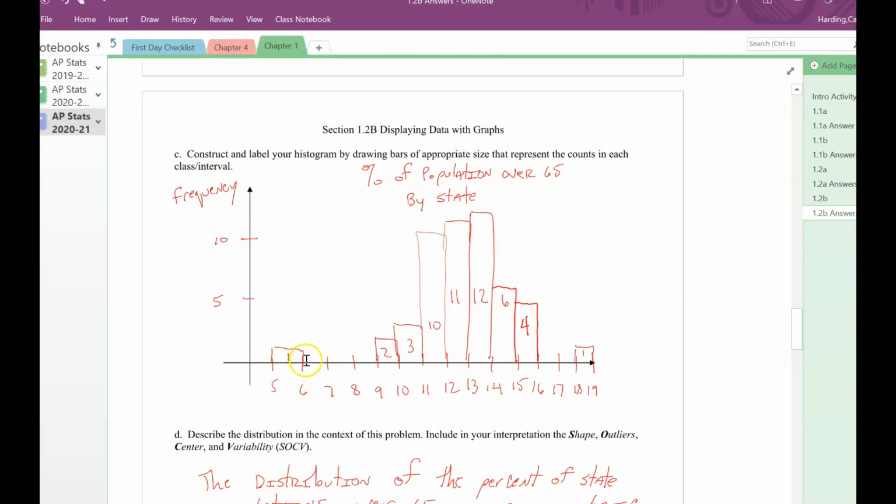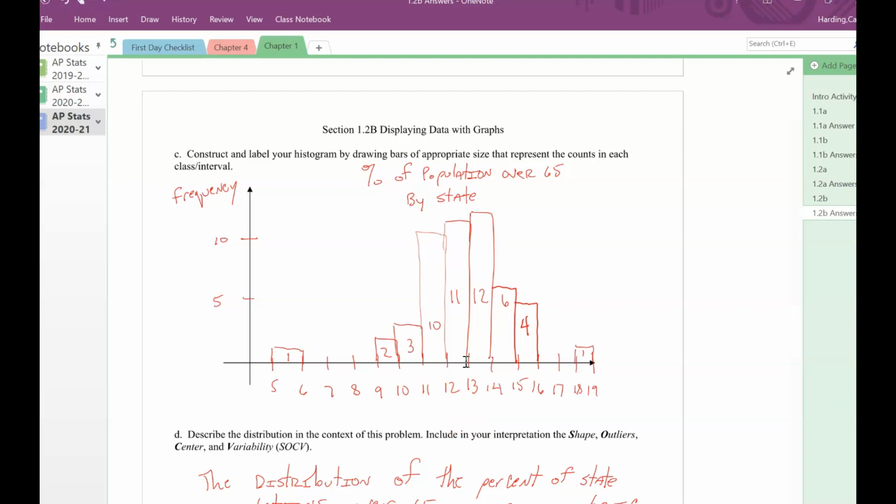And remember what I was saying about how gaps are important. If you didn't pay attention to the spacing and the gaps, you would not be able to identify outliers. So you have a potential outlier here at 5.8%. The center of the graph is somewhere in the middle. We'll say approximately 12%. And the data has a range of 13%.